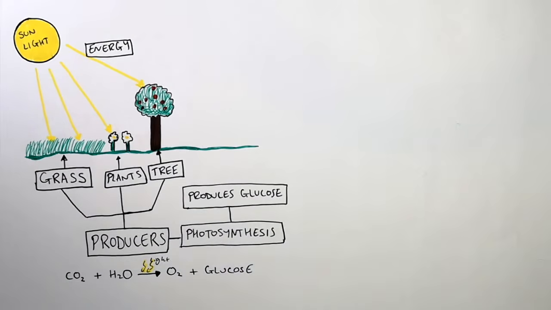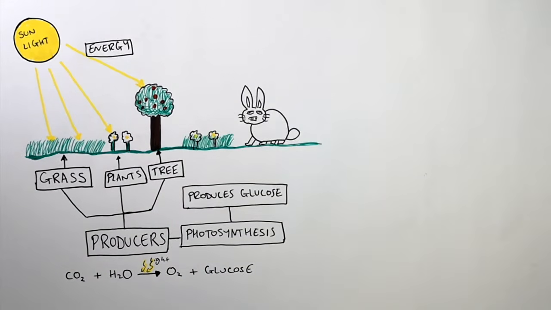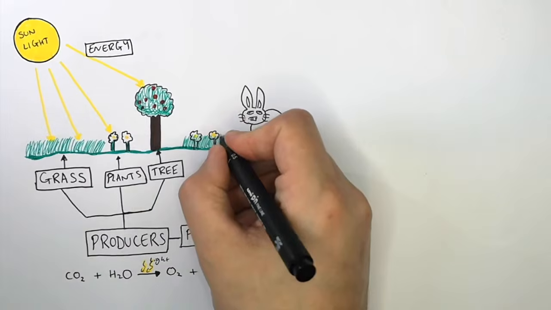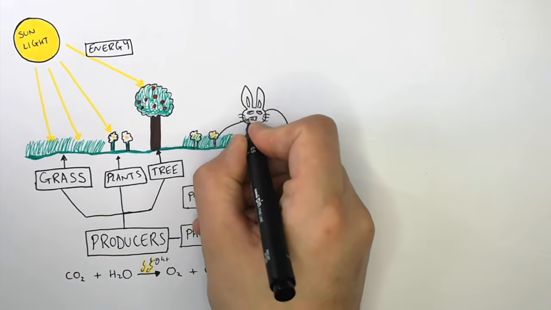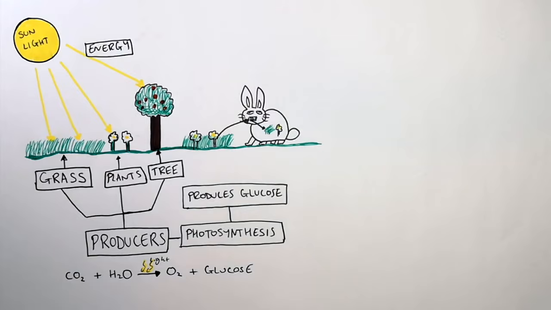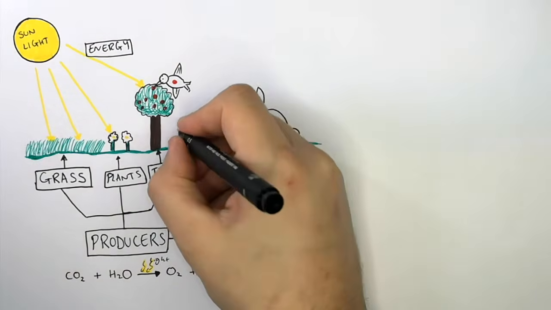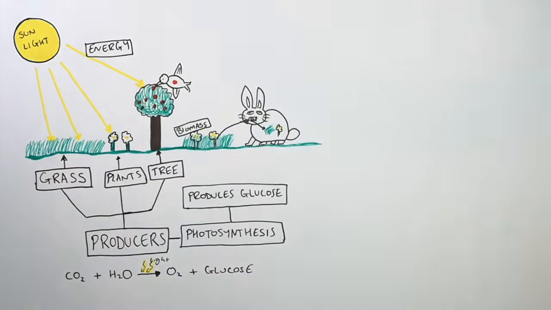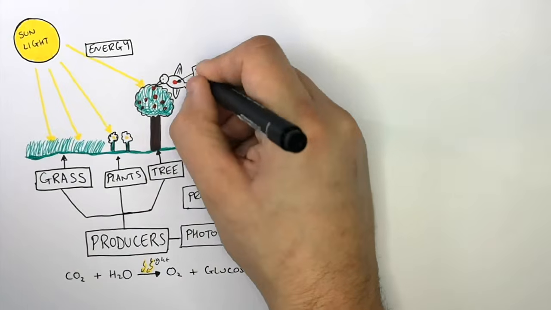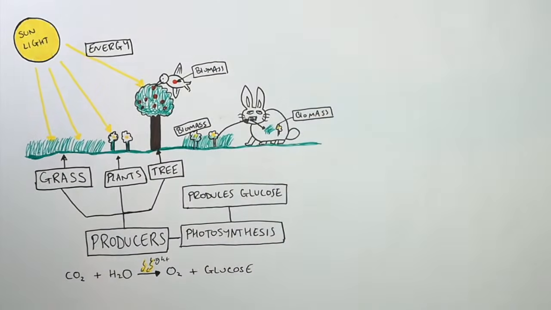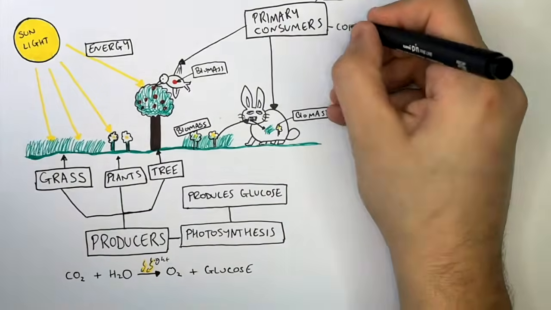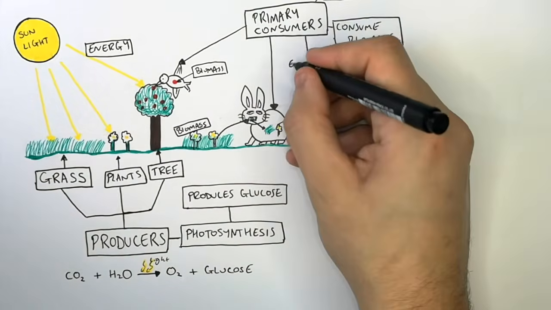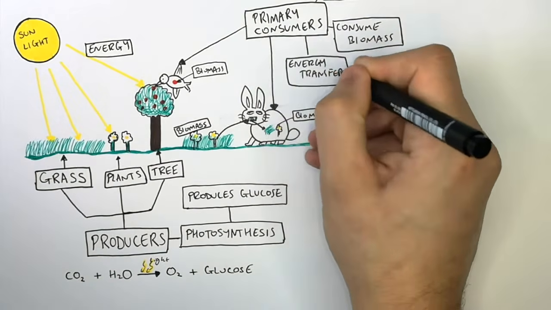The next stage of a food chain is when a primary consumer will eat the producer. So energy is being transferred in the form of biomass from the grass into the rabbit and from the fruit of the trees into the birds. So the energy stored in the biomass is being transferred from the producer to the primary consumer. Primary consumers consume biomass, and there is an energy transfer into them from the producer.